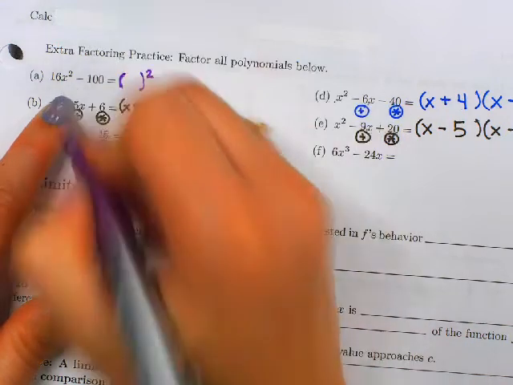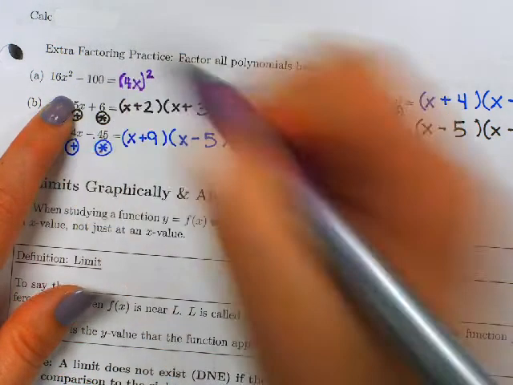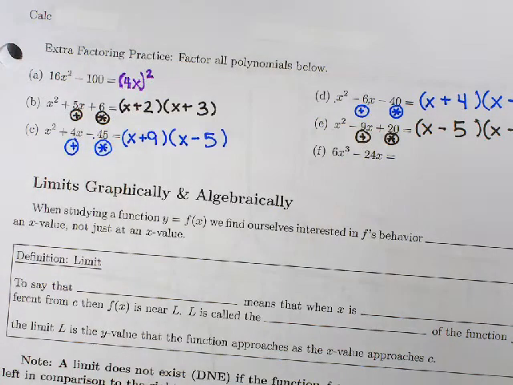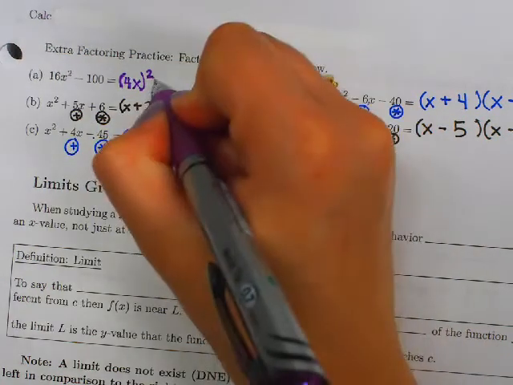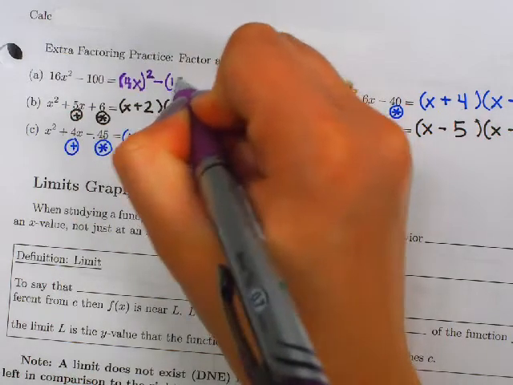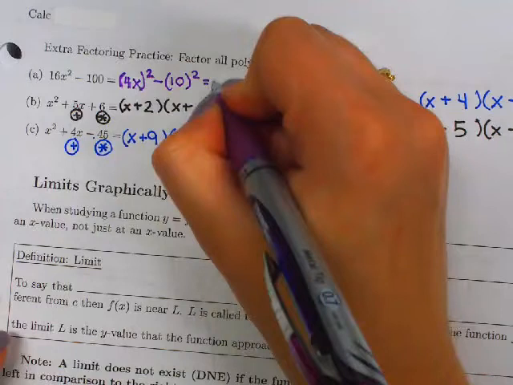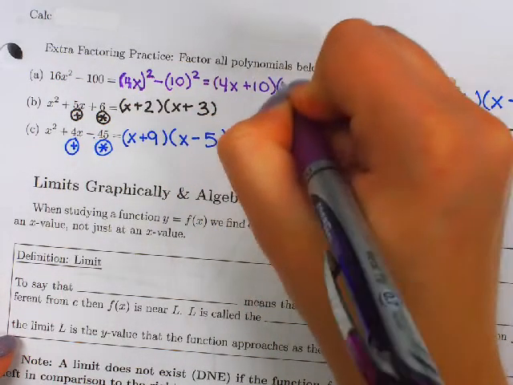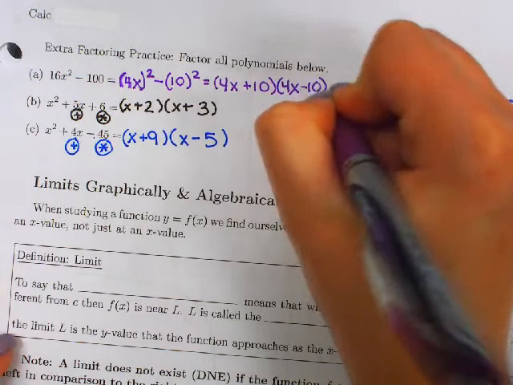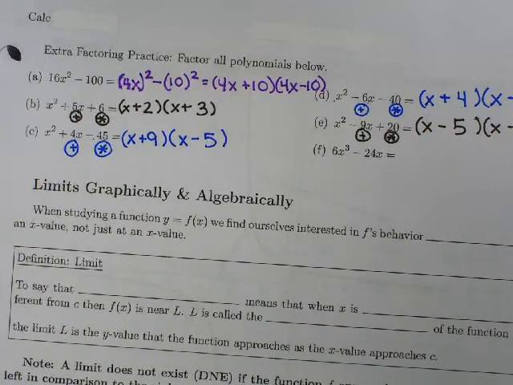So I want to think about what gets squared to be 16x squared. Well, 4 squares to be 16, and x squares to be x squared. So you have a 4x getting squared to give you 16x squared. And then minus what squares to be 100 is 10. So this is going to factor to be 4x plus 10 times 4x minus 10. There's my difference of two squares, and that's one way to do it.